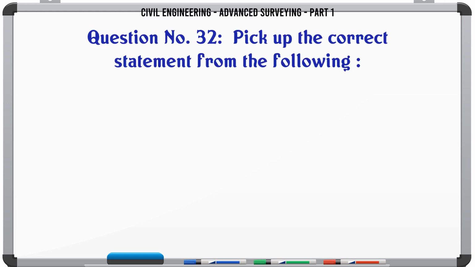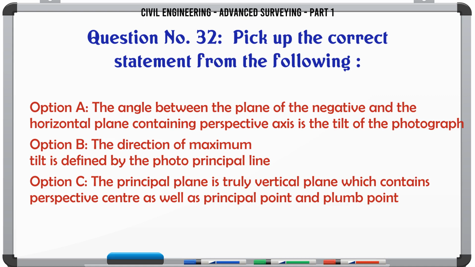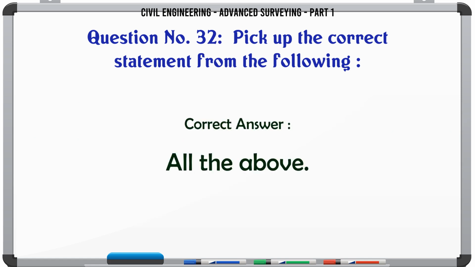Pick up the correct statement from the following. A. the angle between the plane of the negative and the horizontal plane containing perspective axis is the tilt of the photograph. B. the direction of maximum tilt is defined by the photo principal line. C. the principal plane is truly vertical plane which contains perspective center as well as principal point and plumb point. D. all the above. The correct answer is all the above.